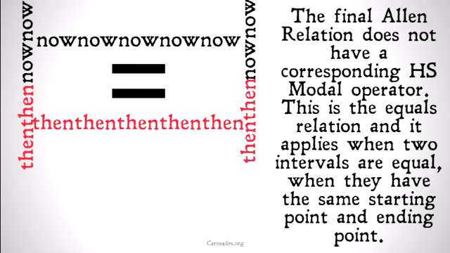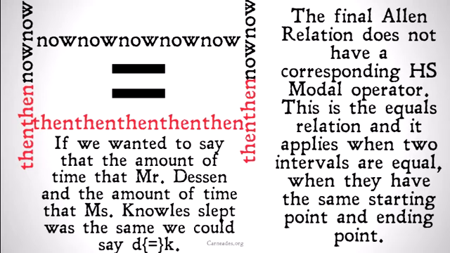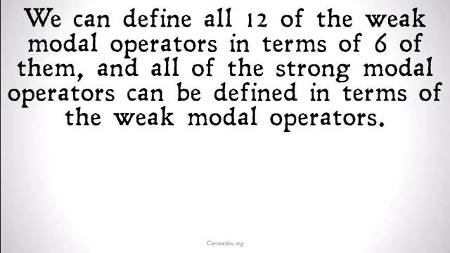The final Allen relation does not have a corresponding HS modal operator. This is the equals relation, and it applies when two intervals are equal. They have the same starting point and ending point. If we wanted to say the amount of time that Mr. Dessen and the amount of time that Miss Knowles slept was the same, we could say that D equals K. Pretty simple, that last one at least.